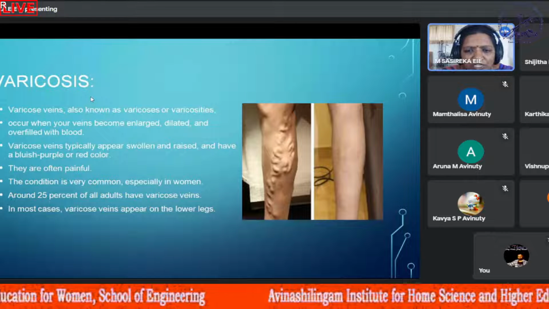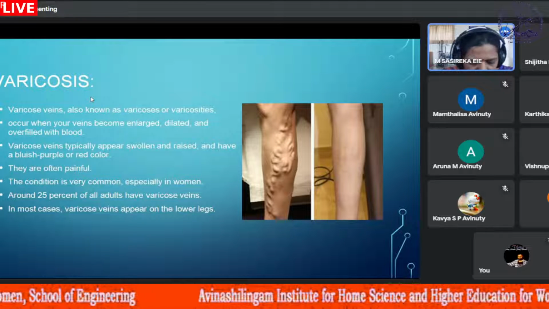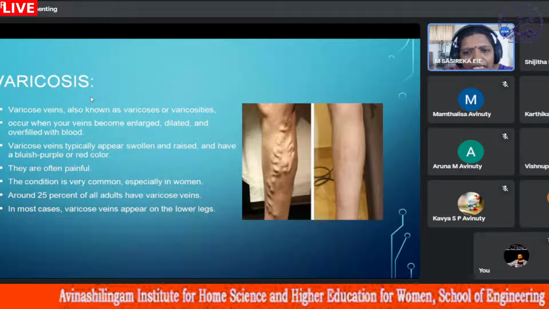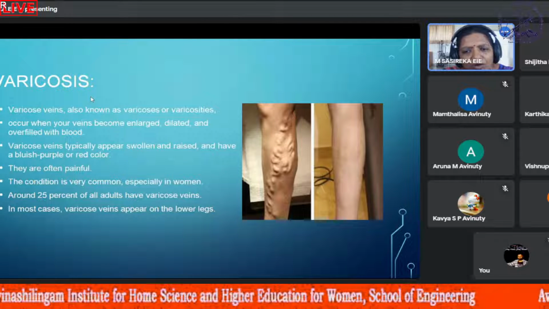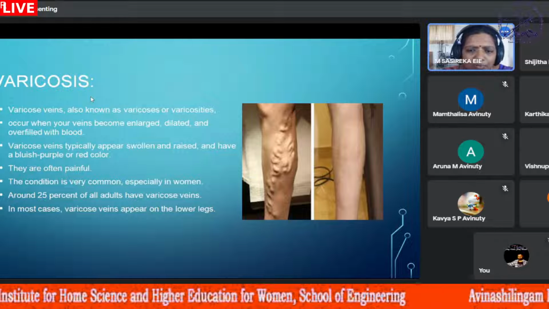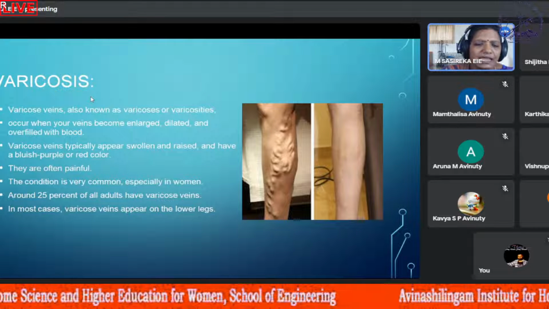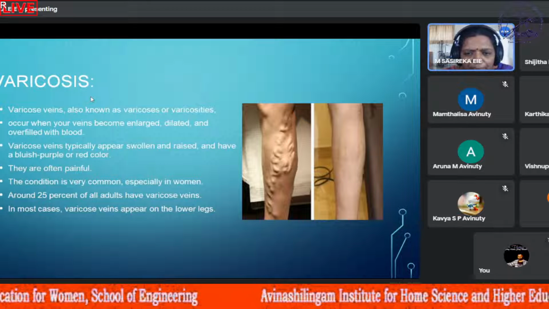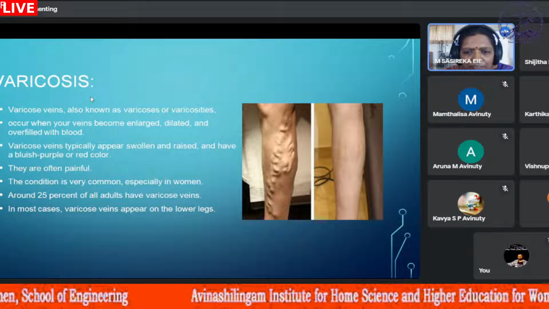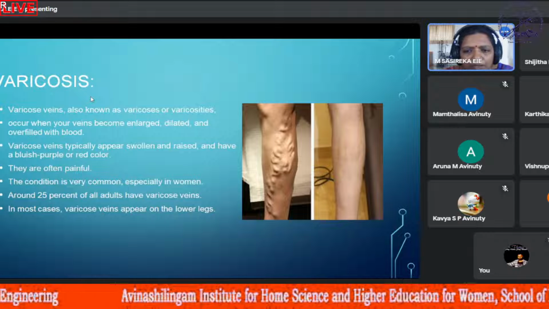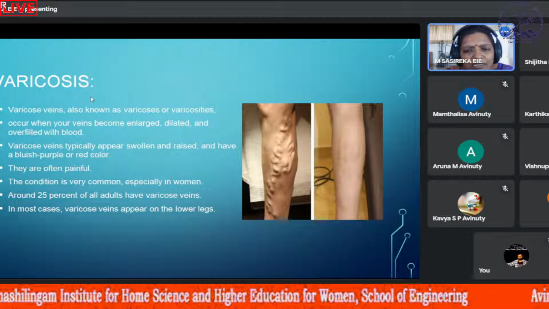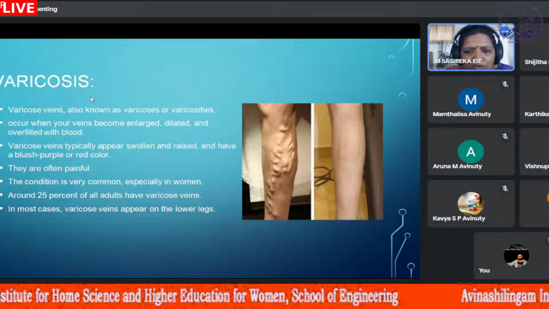We are in the teaching profession, so we stand for a longer period. Either you are in the class, or we will always be in a static manner. That is, either we will stand for a long time or we will sit for a long time. Both cause some problems. If you stand for a longer time, then you will get varicosis.